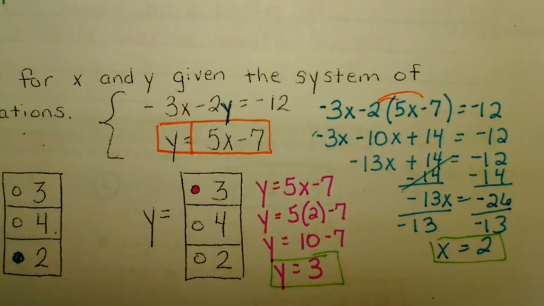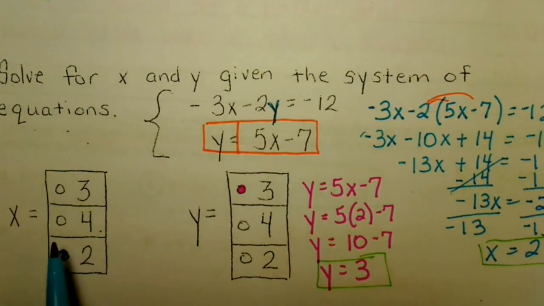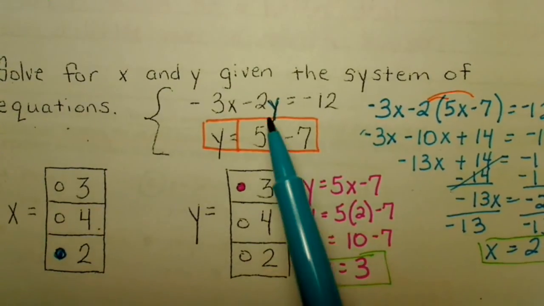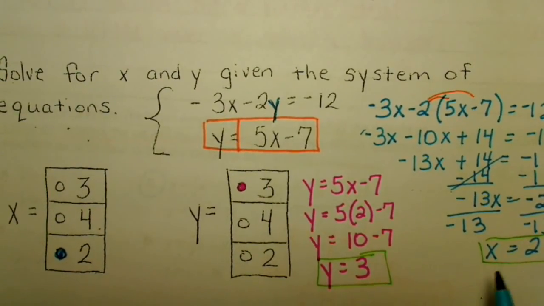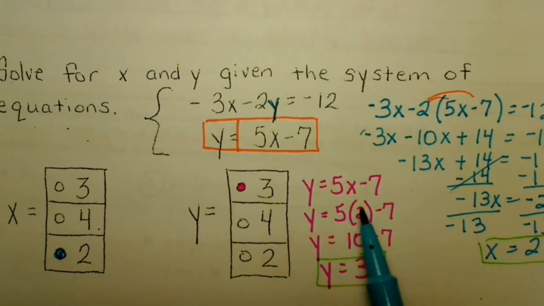And that gives me x is 2. So over here for x, I marked 2. Alright, then you can go to either equation, and in place of x, substitute in a 2. So 5 times 2 is 10, 10 minus 7 gives you 3.